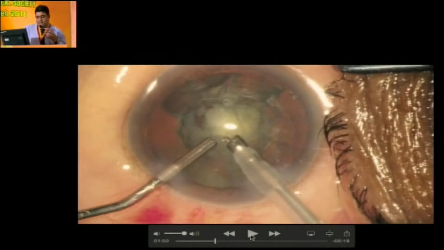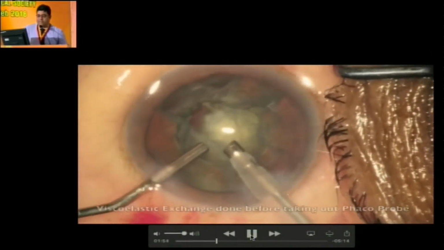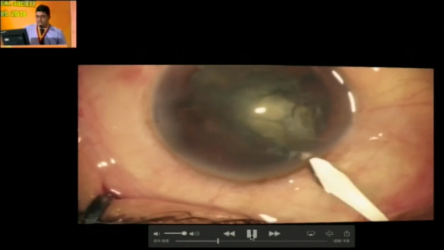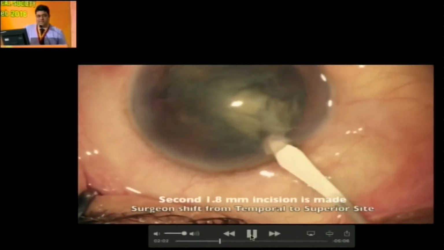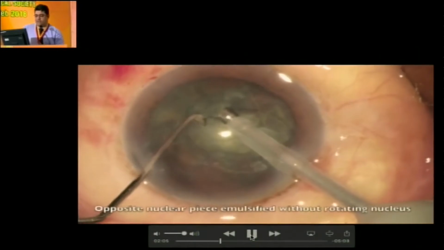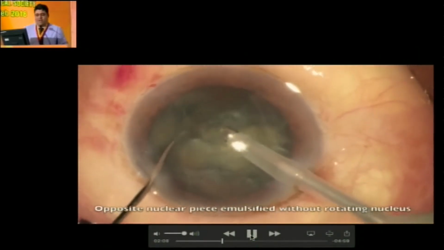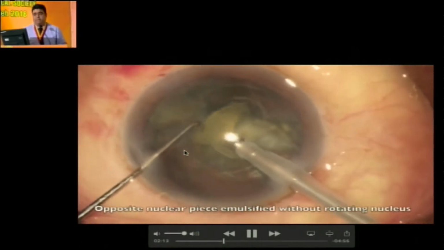So it's very important that you maintain the anterior chamber, you maintain a closed chamber. So put OVD before taking out your phaco probe. I'm injecting the OVD, turning the irrigation off, and I've shifted to the superior side and am making a 1.8 millimeter incision. So now I can attack the opposite side of the nucleus without rotating it.